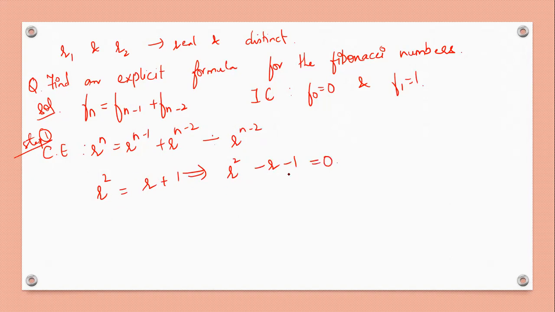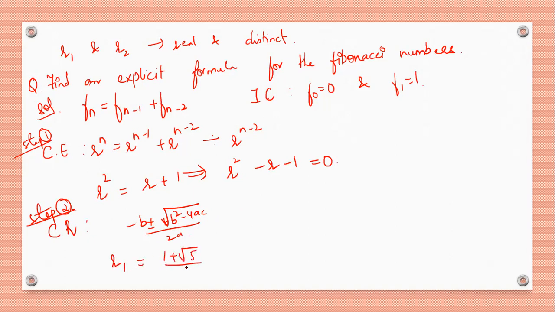Now once this is done, we need to find the characteristic roots. This is our step 2. What are the roots of the equation? For that we can use the formula (-b ± √(b² - 4ac))/2a. I won't explain this in detail. I'll just write the roots, which are r1 = (1 + √5)/2 and r2 = (1 - √5)/2.